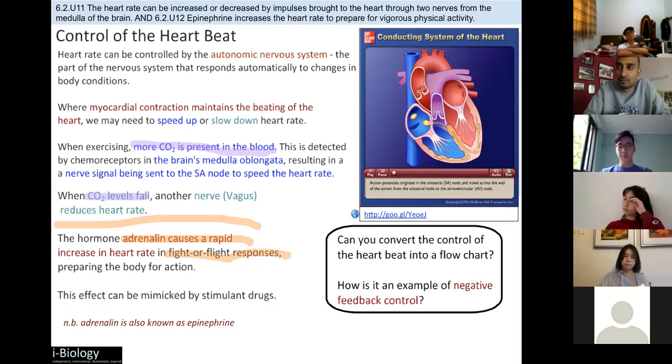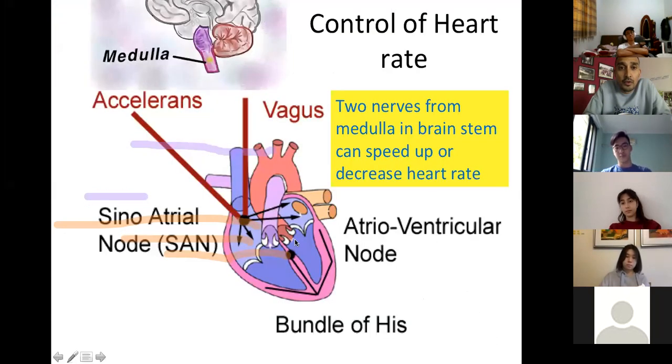Do we need to know the name for the two signals? Like what is it called? The celery something and the two nerves? Is this called the two nerves or is this two signals? No, these are two nerves. Two names. These are the names of the nerves. We have to know it, right?